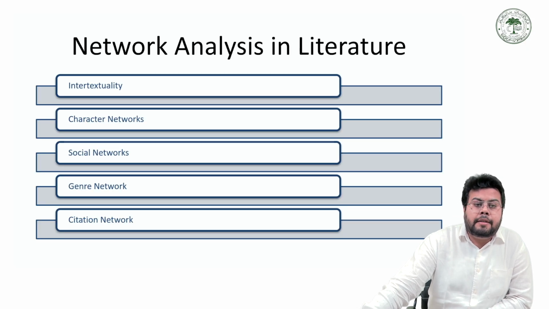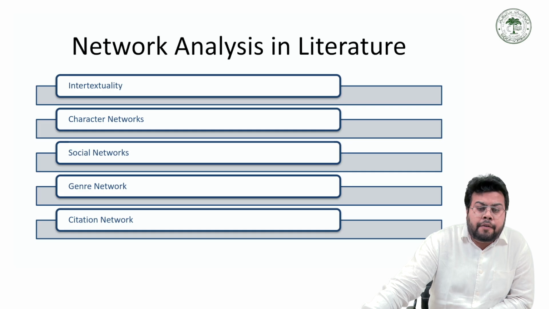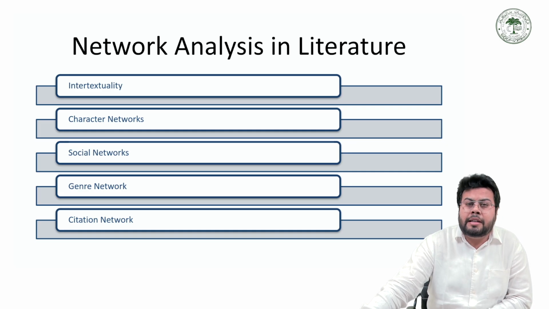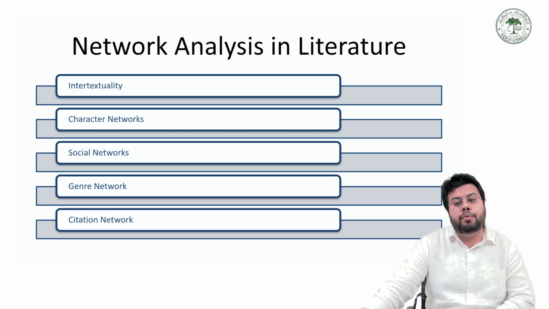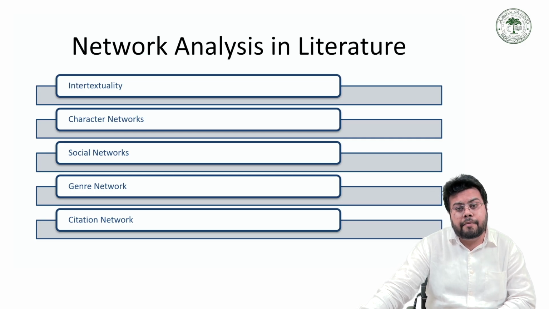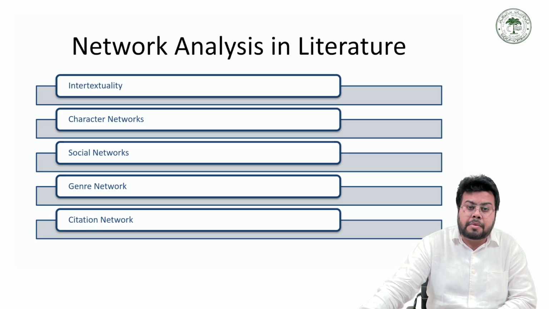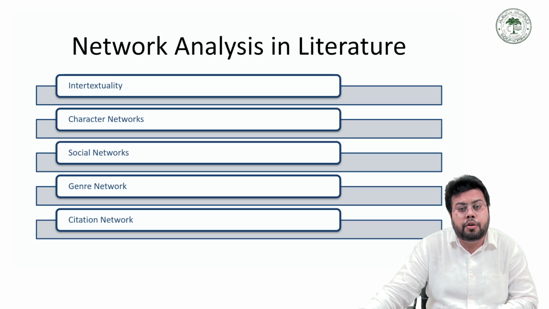Now, network analysis in literature. What exactly is network analysis and what does it actually do? Network analysis maps the relationships between characters, authors, texts, or ideas as nodes and edges, revealing structural patterns in literary systems. Like we have Cytoscape, NetworkX, and Gephi. These are the general network analysis tools that we generally use.